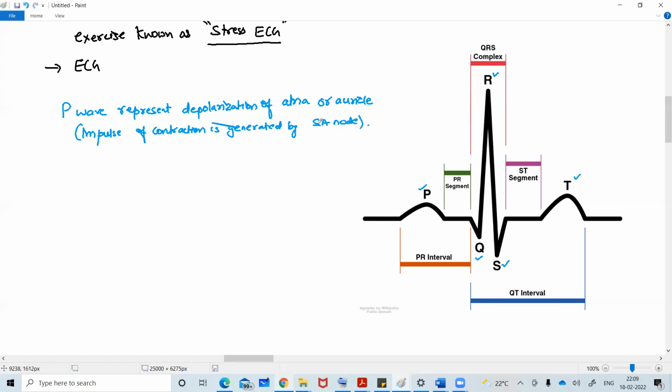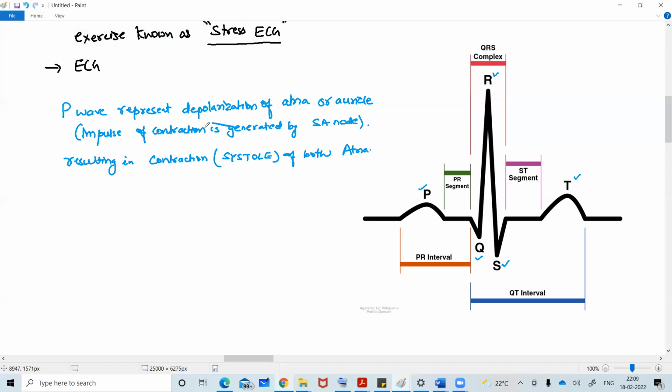So what will happen? The result is the auricle will contract, right? So the auricle results in contraction. That means contraction, systole, right? Of both atria. So the upper chambers are now going to contract. That is being represented by the P point.